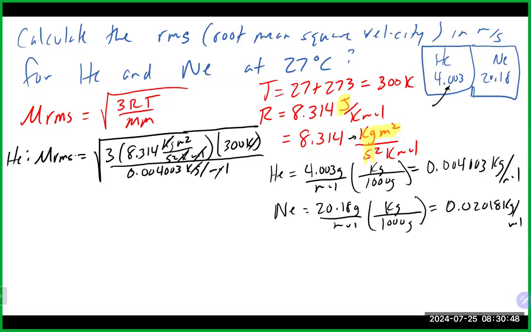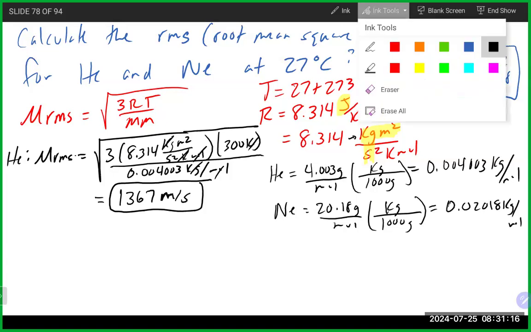So 3 times 8.314 times 300 divided by 0.004003, and also take the square root of it would be good. So we're shooting at something here for helium of like 1,367 meters per second. It's its velocity of how fast it is traveling at this particular temperature. Any question on that calculation there?